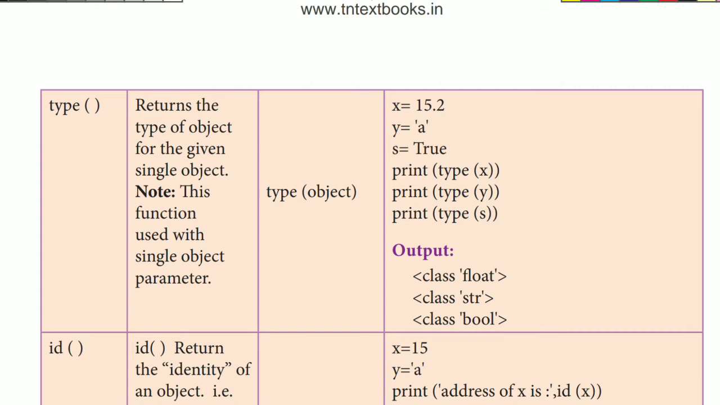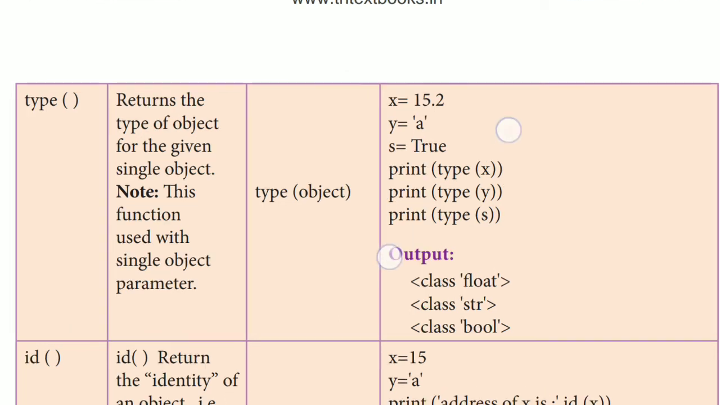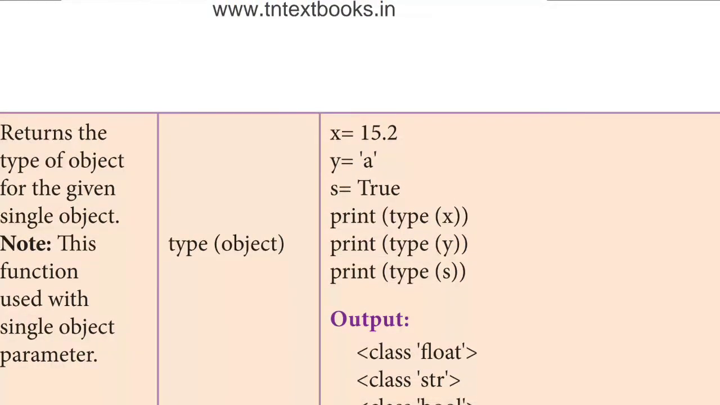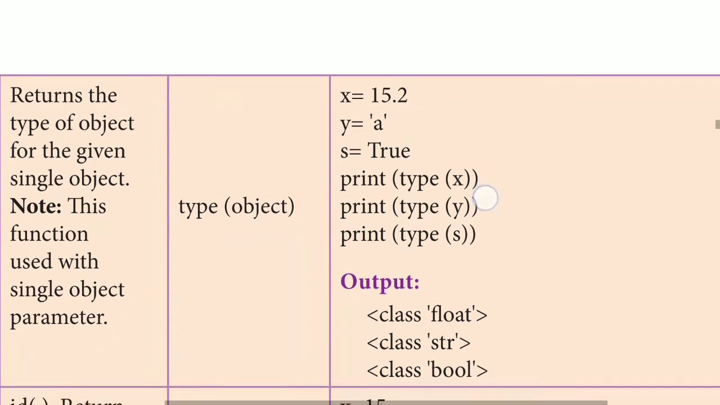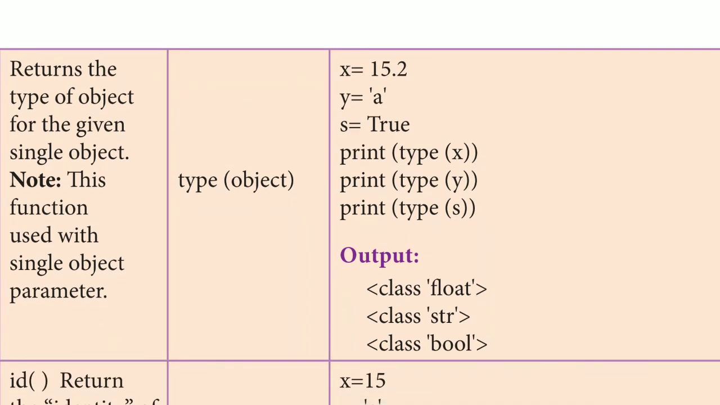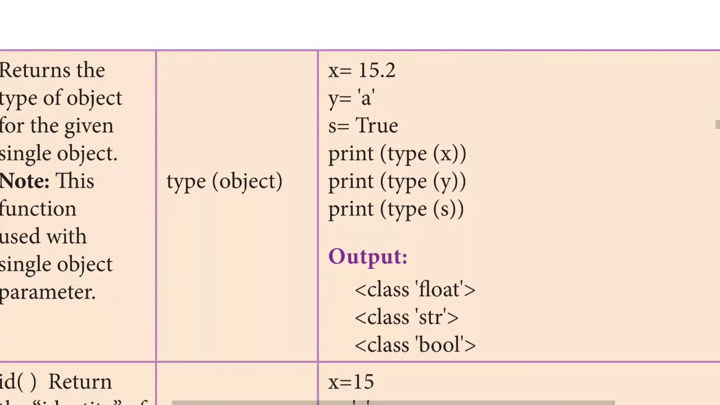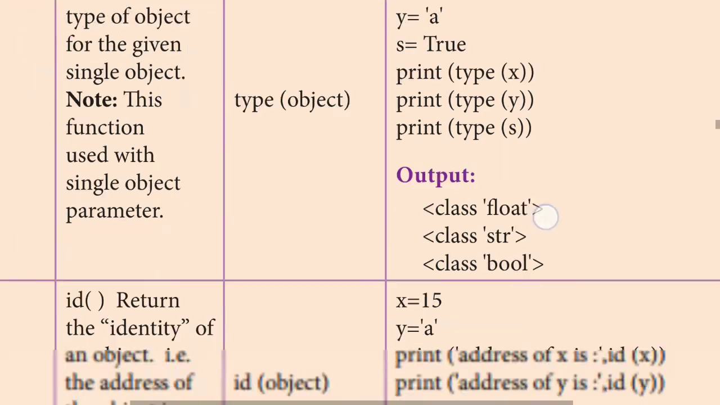Okay, so here you can see that there are three different types of values. X is equal to 15.2, y is equal to a, and s is equal to true. When you provide this as input to this type function, it tells you that 15.2 is float, a is a string, and true or false is boolean.